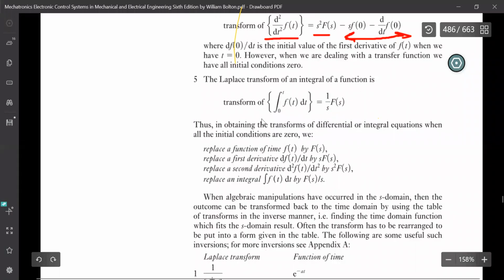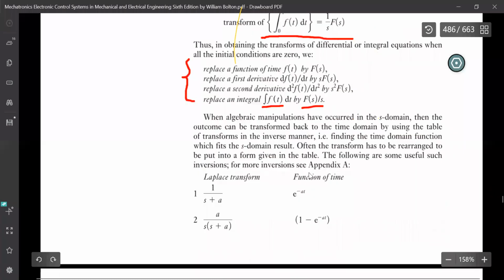Similarly, now you can have a formula for integration. If the function is in the integral form, then this can simply be written as 1 by s times F(s). So all these have been summarized over here. Okay, f(t) is converted into F(s), differentiation is converted to s F(s), the second derivative is converted to s square F(s), and the integral of f(t) is converted into F(s) by s.